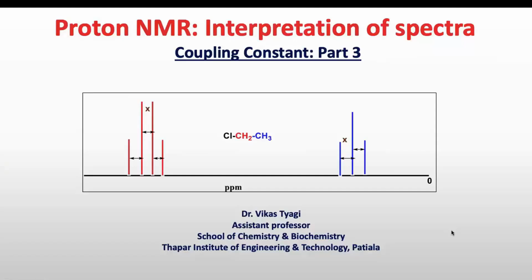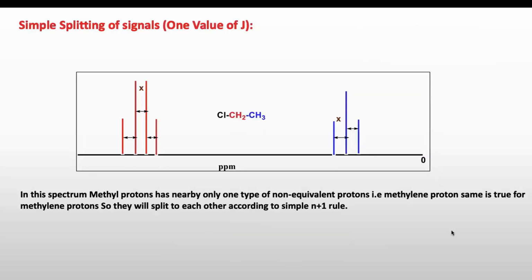In this video, we will discuss the molecules having more than one J value. So this is the spectra we have discussed in our previous lecture. That's chloroethane. Both protons have different environments, like this CH2 and CH3. So they were splitting each other. CH2 is appearing here at higher chemical shift value, CH3 at lower chemical shift value.